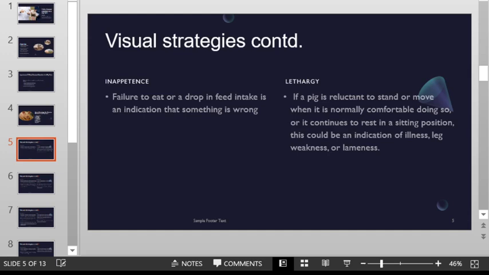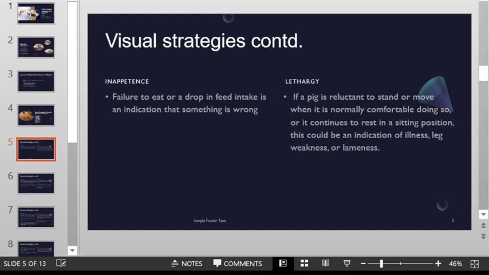So with inappetence, we say that failure to eat or a drop in feed intake is an indication that something is wrong. Two things can happen. The animal might not eat at all, or the animal may not finish their feed allocation. If you ration your feed and you've gauged the animal's appetite, and then suddenly there's a drop in feed intake, then this is a red flag that you should investigate to determine if something is really wrong with the animal.